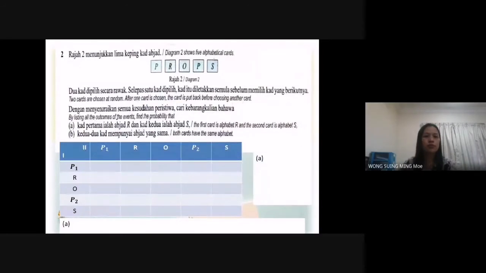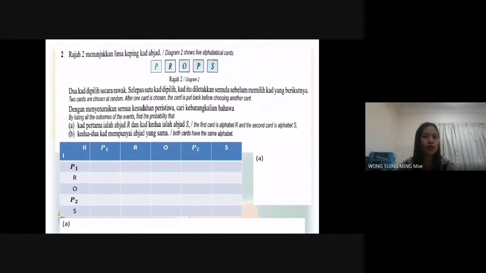Okay, so now question number 2. Diagram 2 shows 5 alphabetical cards. Here we have P, R, O, P, and S. 2 cards are chosen at random. After 1 card is chosen, the card is put back before choosing another card. Okay, so that means this one is an independent event. Take out 1 by 1 without replacement, that one is a dependent event.